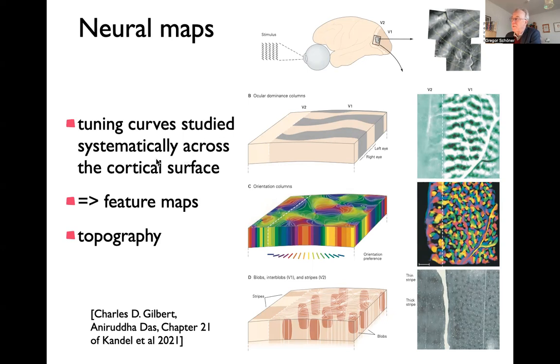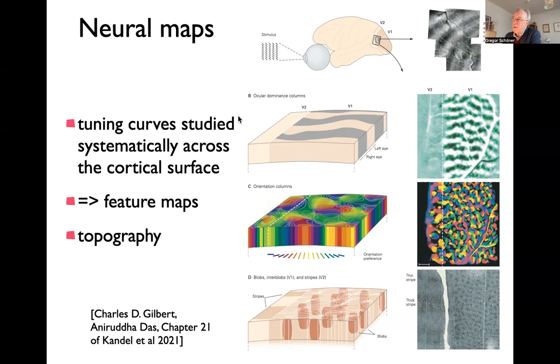Now, if you do that for a lot of neurons and look systematically across the cortical surface, you can find out how their dependence on the stimulus parameter, their tuning curves, varies. So in the simplest case, you could have a spatially structured stimulus and then record across the cortical surface, and you will often find that the spatial structure of activity across the cortical surface reflects the spatial structure of the stimulus, a principle called topography, that is neighboring cells represent neighboring things.